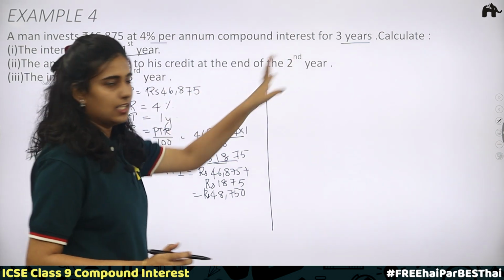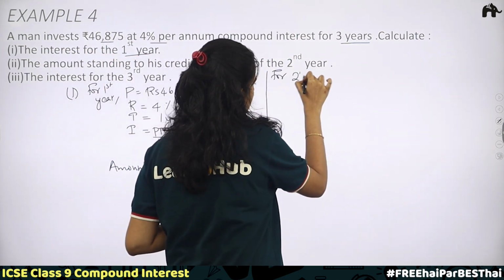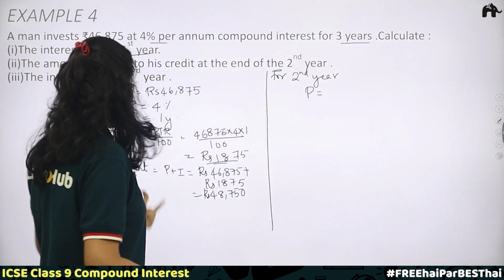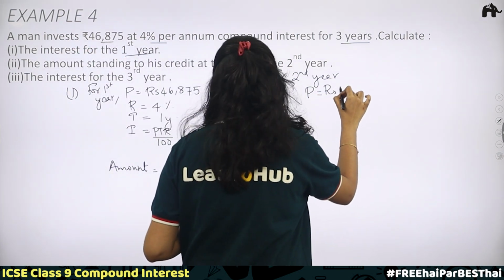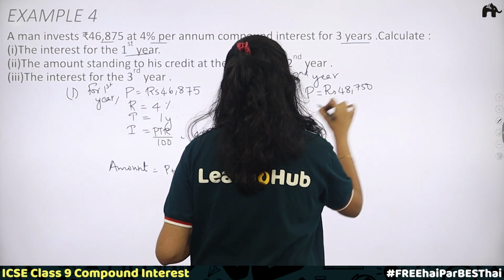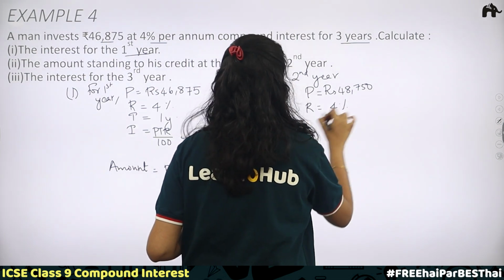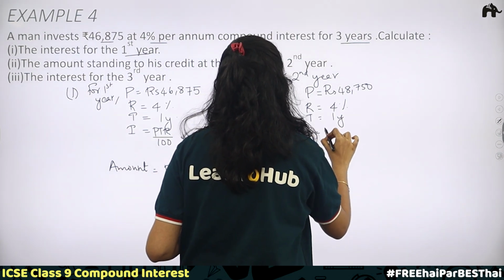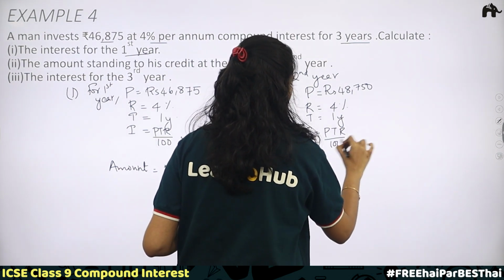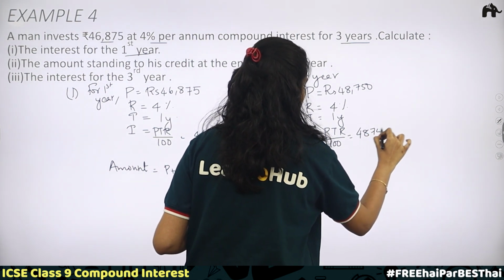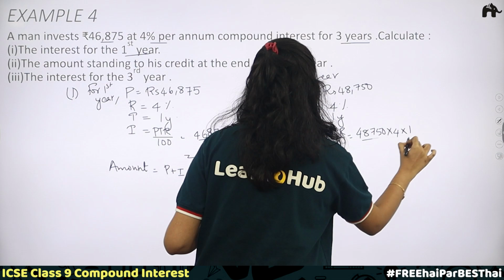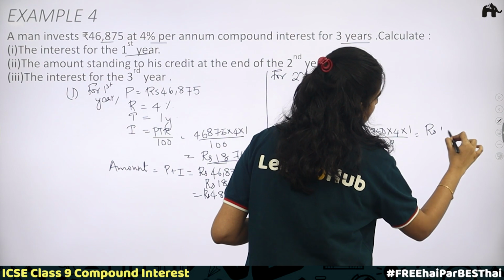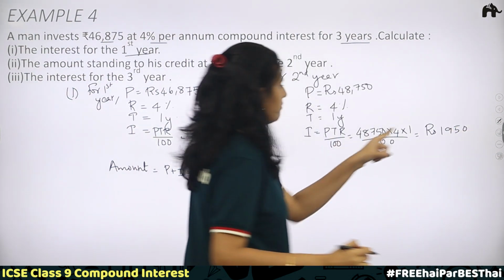Now the second part of the question, we have to find the amount standing to his credit at the end of second year. For the second year, what is the principal? Principal will be the amount at the end of first year, which is rupees 48,750. Rate of interest will be the same, which is 4%. Time is 1 year. Now we can find the interest. Interest will be PTR divided by 100, which is equal to 48,750 into 4 into 1 divided by 100. So when you calculate, you will be getting rupees 1,950.